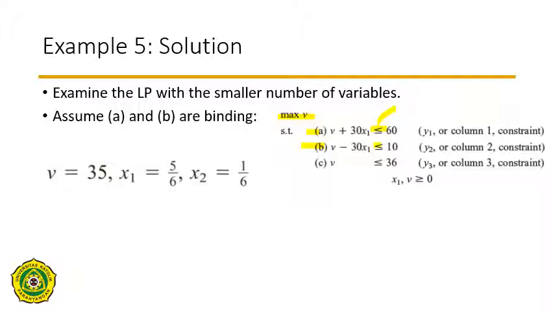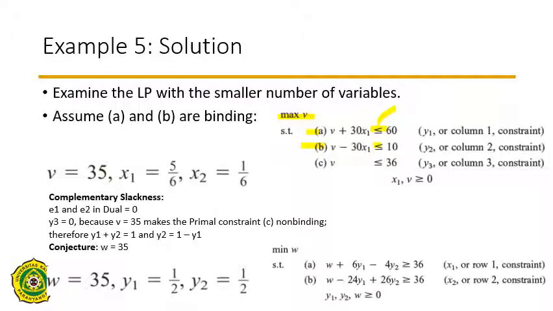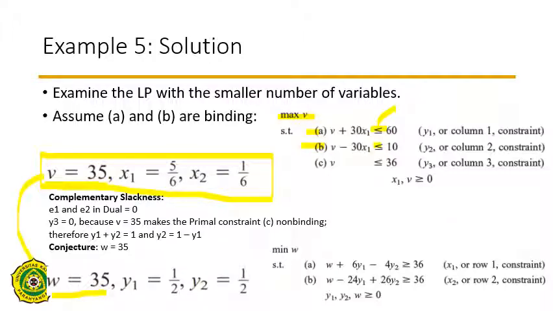Now let's solve the linear programming model for the column player using the dual theorem and complementary slackness. The dual theorem says that if we assume that this solution is an optimal solution, then the objective function value for the primal will be exactly the same for the dual. So using that result, we assume that W equals 35 as well. Now here comes the part where we are going to use complementary slackness.